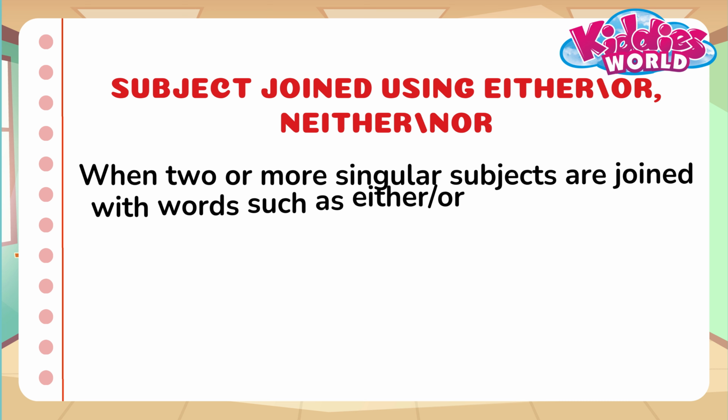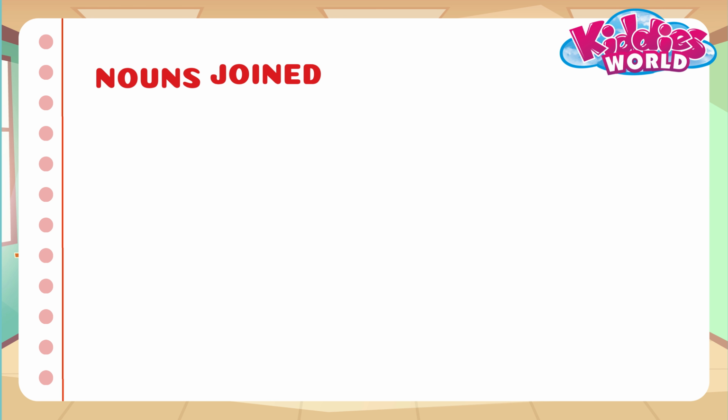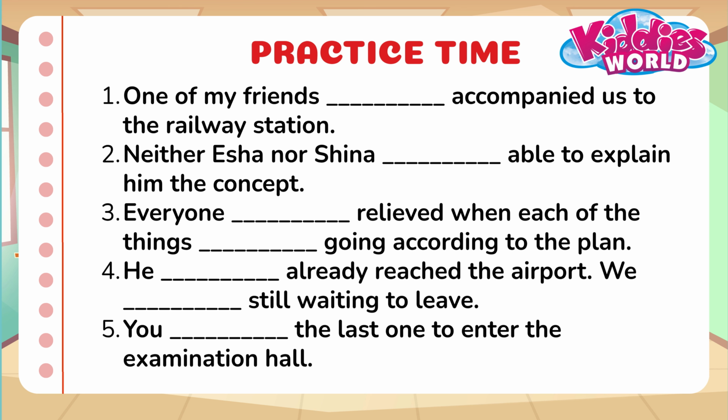Subject joined using either or, neither nor. When two or more singular subjects are joined with words such as either or neither nor, they take a singular verb. Check the example. Practice time. Pause and answer the questions.